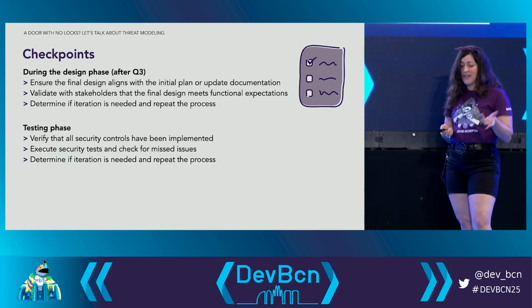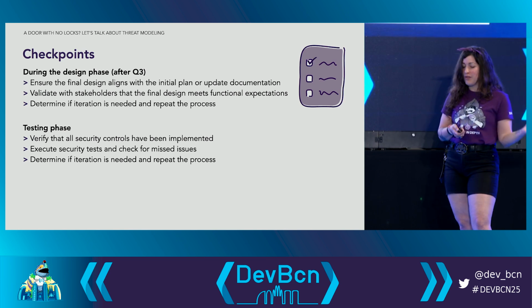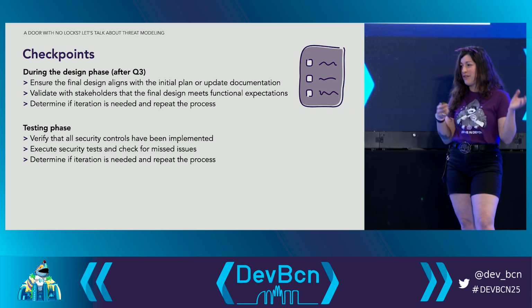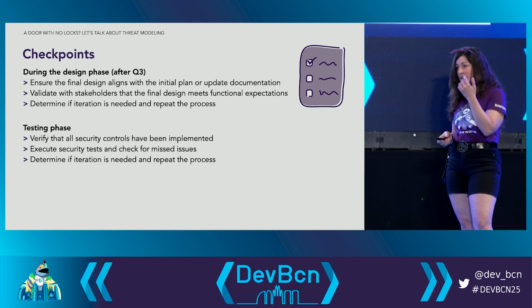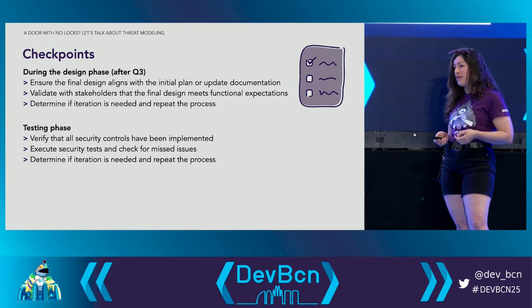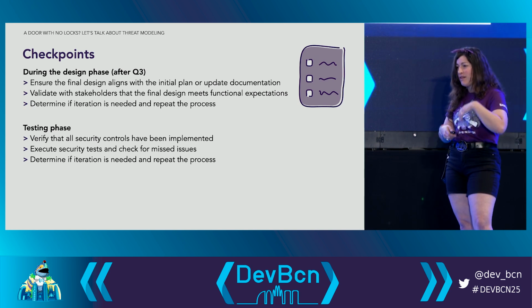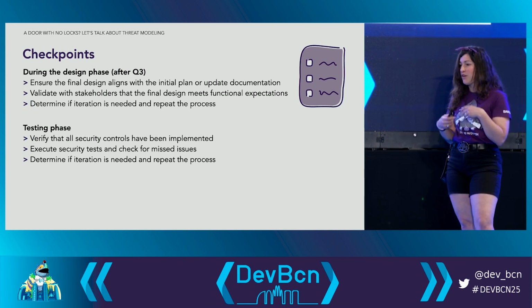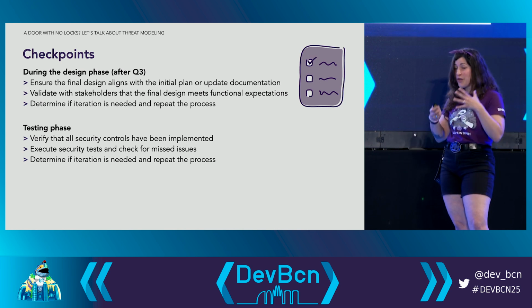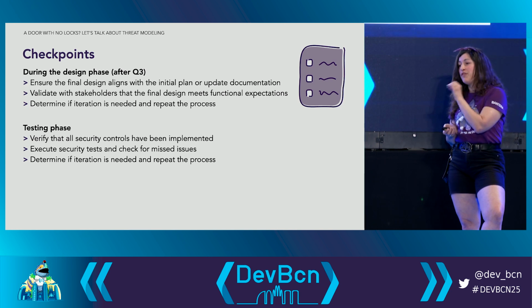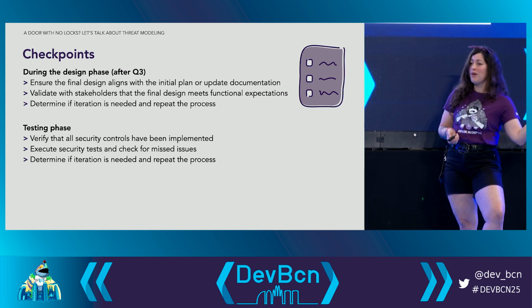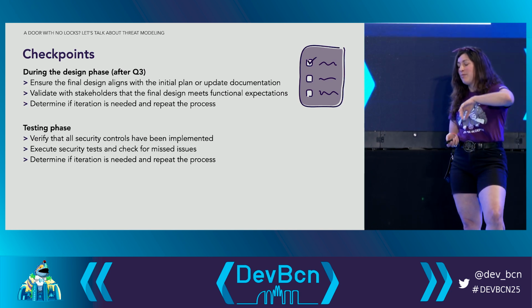Testing phase is where you verify that all the security controls have been implemented. This is where you test with dynamic application testing. We have static. You also have pen testing you can run before releasing. Do whatever you want. Unit tests, QA tests are also security. QA is security as well. And if you miss something, you go and readjust and re-implement.